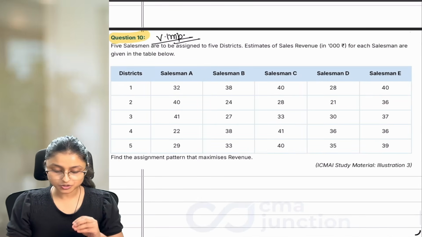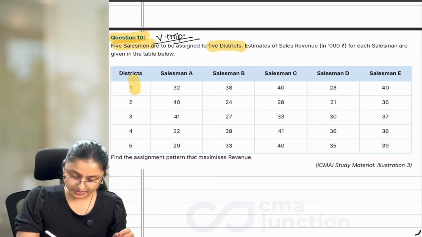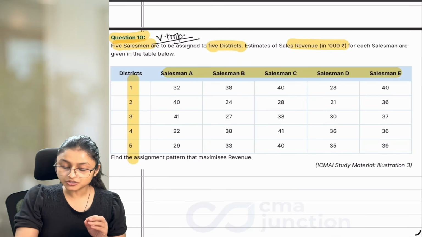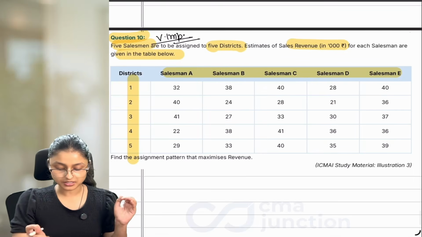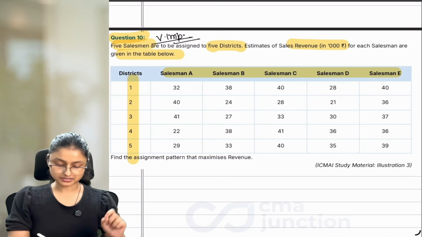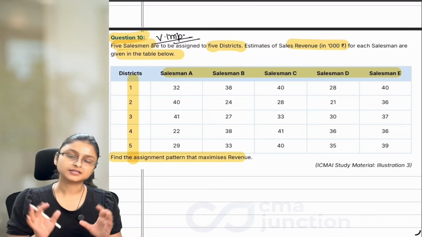5 salesmen are to be assigned to 5 districts. So 5 salesmen are there, 5 districts are there. That means a balanced scenario. Estimates of sales revenue for each salesman are given in the table. And whenever there is a revenue or profit, we want to maximize it. And that is what the question is saying: find the assignment that maximizes revenue.